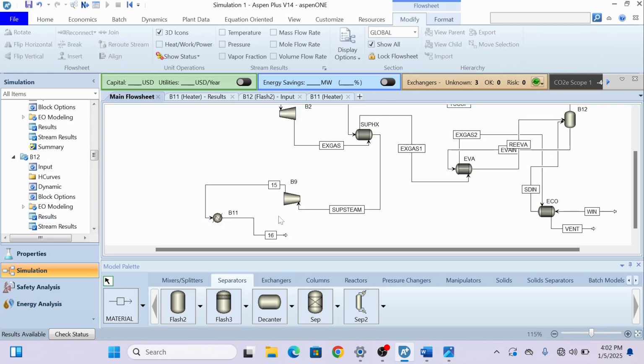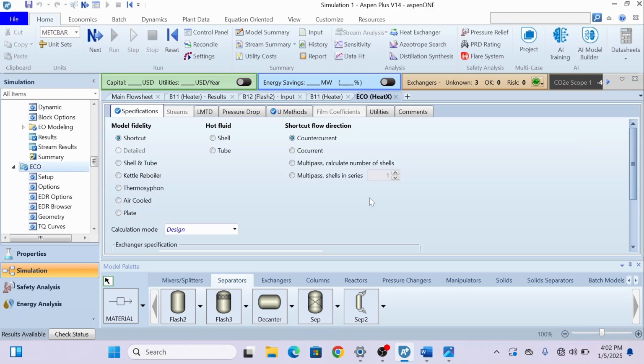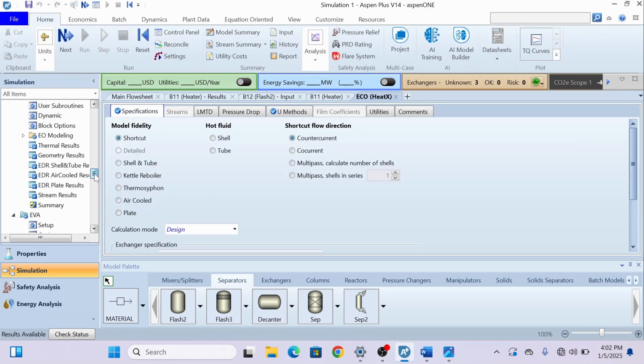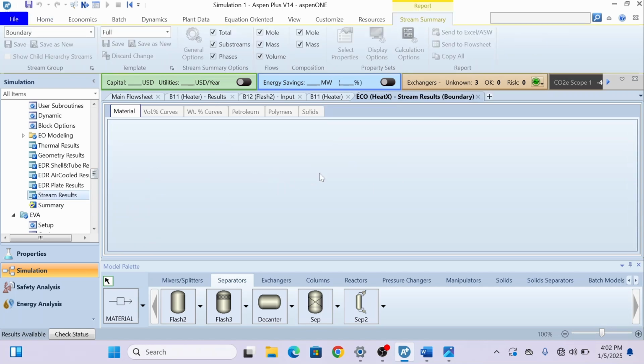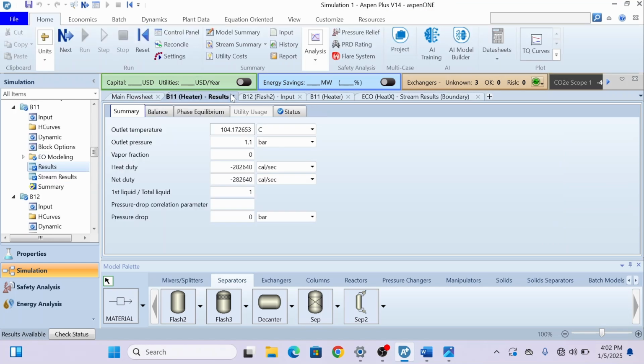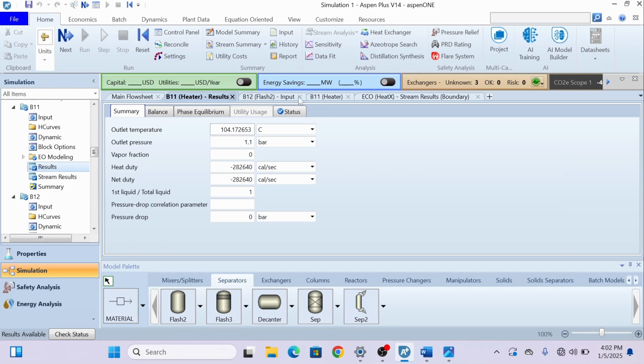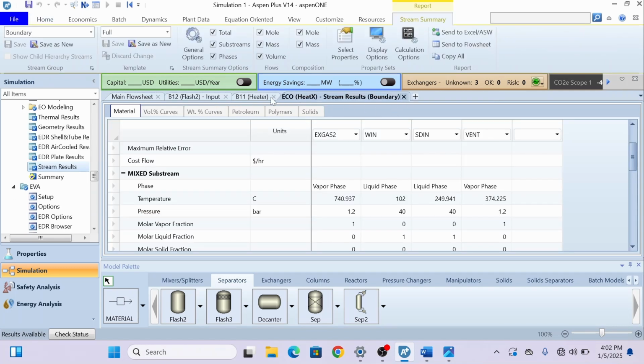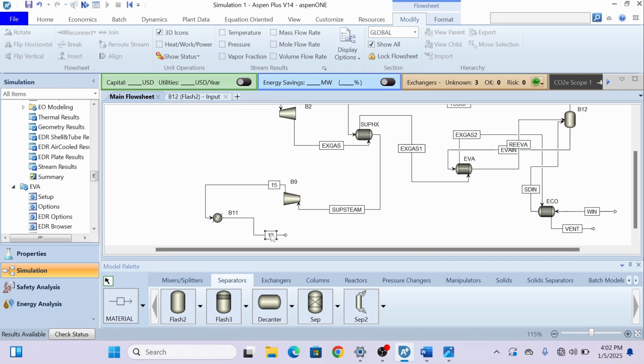Now in this way, if I again go to my results, vent stream results, and see if there are some changes or not. So again go to the stream results, and here you will see that there is not much variation in temperature. Actually, before the steam drum it was 376, but now it is 374 degrees. So again, just close all these windows, and now I have to recycle.